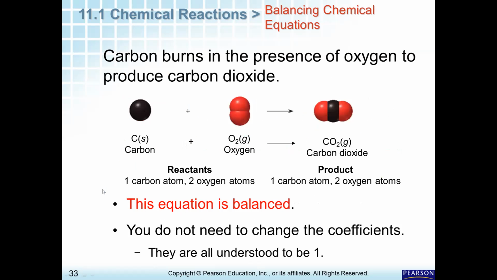For example, carbon with oxygen to produce carbon dioxide. Is this a balanced equation as it is? Yes, it is. Why? Because here is carbon, here is O2, here is CO2. The number of oxygens is the same, the number of carbons is the same. So this is a balanced equation. You don't need to change any of the coefficients.